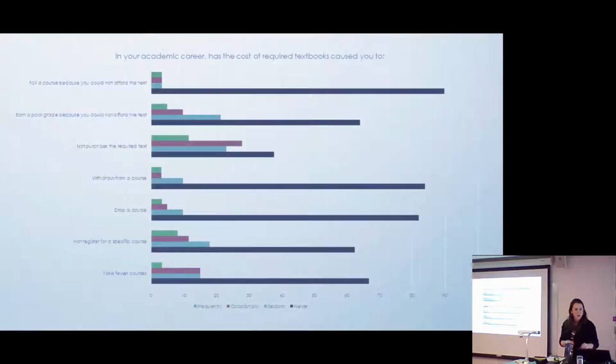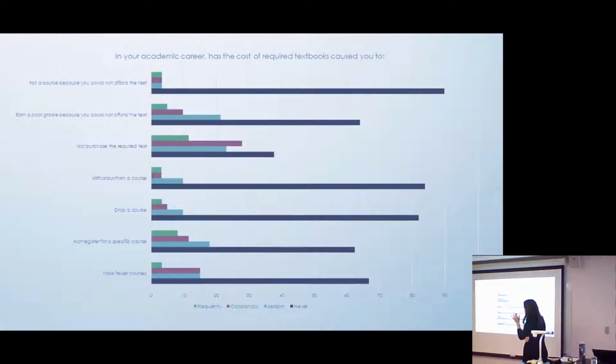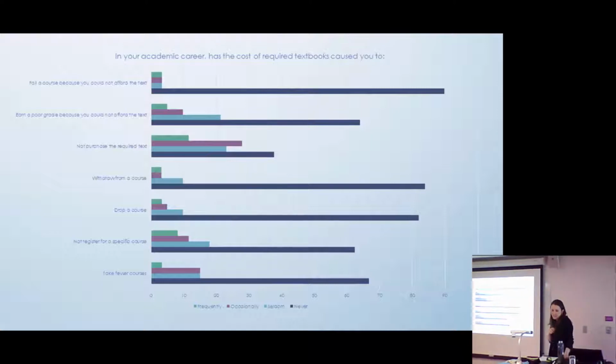We did some research in our class, which basically confirms what research in other institutions shows. So I'm just going to show you what we asked our students in our classes. Whether in your academic career, the cost of the textbooks led you to do a bunch of these things. The first one is fail a course. The second one is earn a poor grade, not purchase the required text, withdraw, drop, not register, take fewer courses. Now, the big bar you'll see here is never. The good news is for most of our students this isn't necessarily an issue. But for some of these, it is.